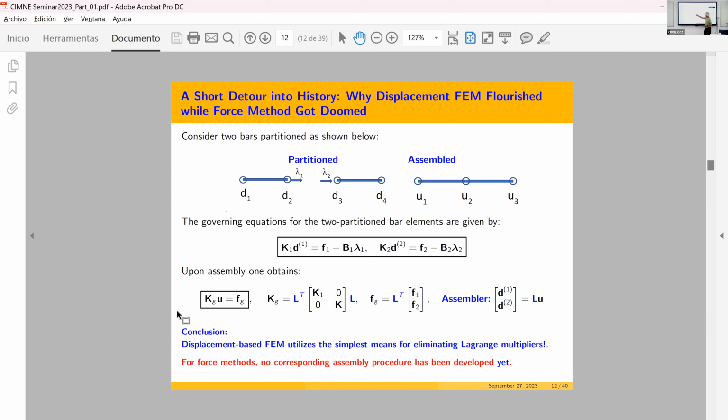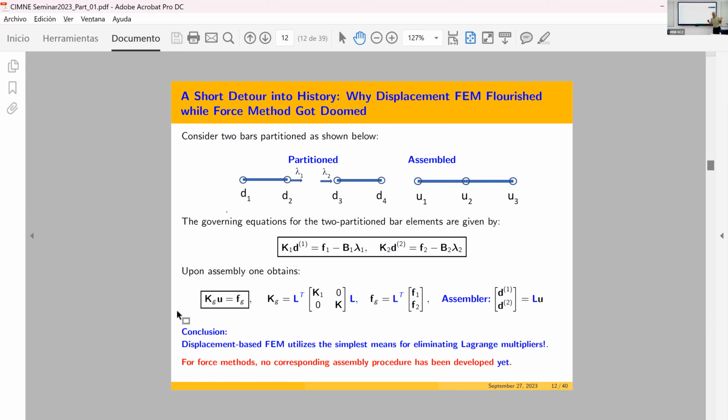So everybody knows when you partition this way, this is localized partitioning, by the way. When you assemble, this is this equation, that was that equation. When you assemble over here, the Lagrange multiplier disappears. That's why the displacement method became so popular, so automated. Okay? And as I said, for the fourth method, no corresponding assembly procedure has been developed yet.